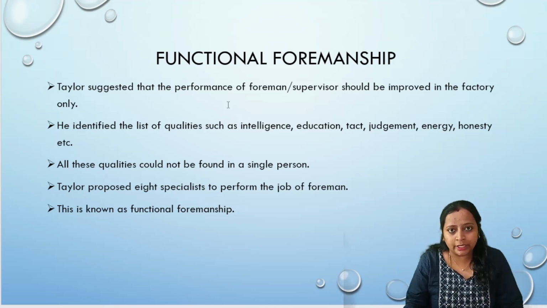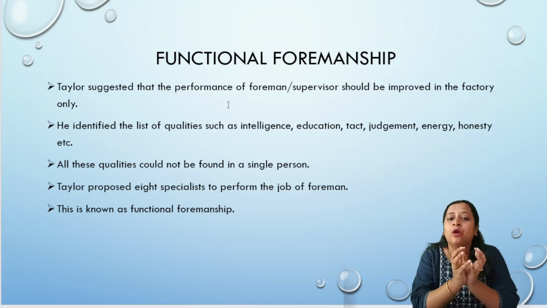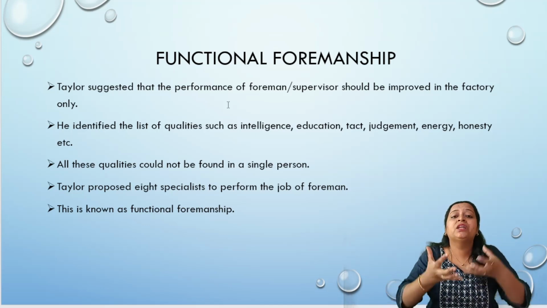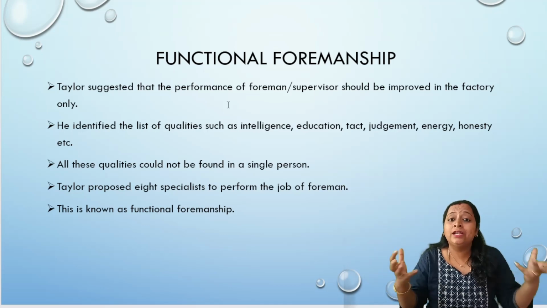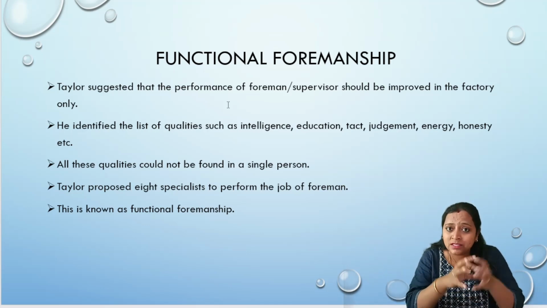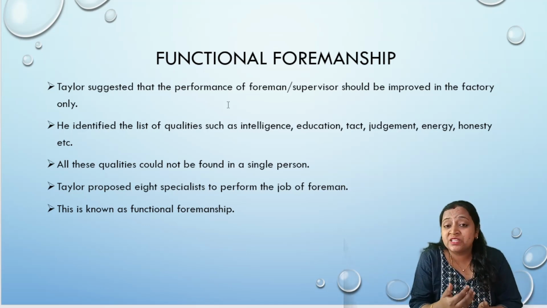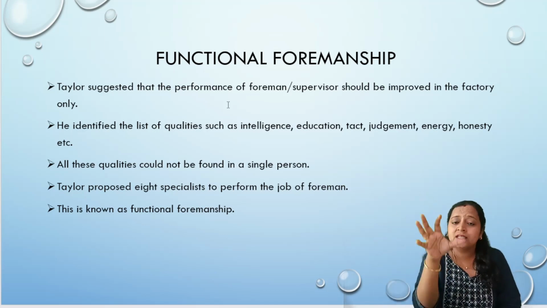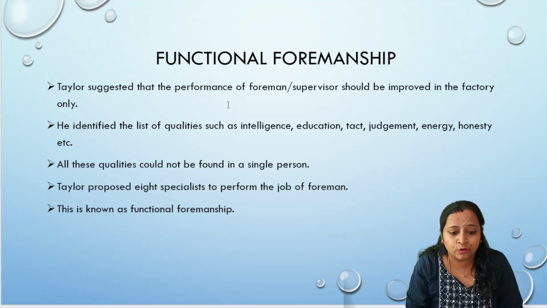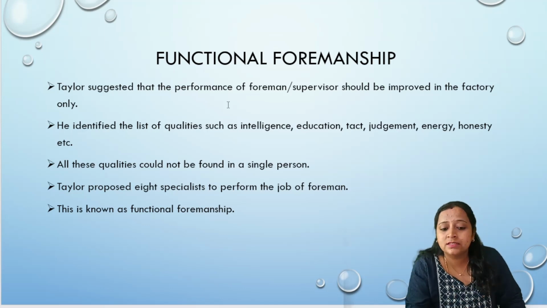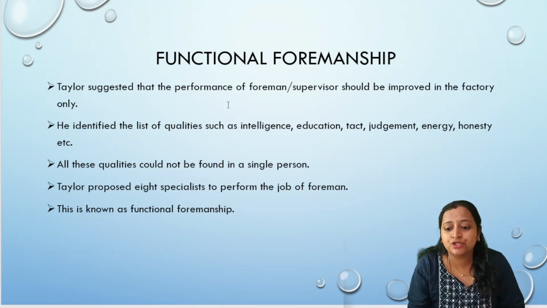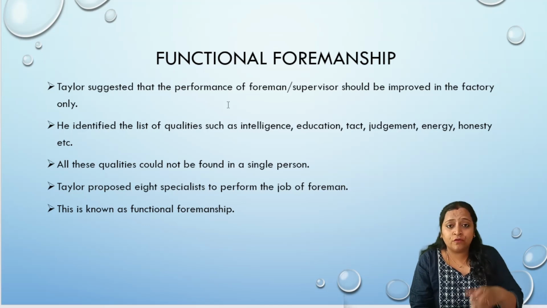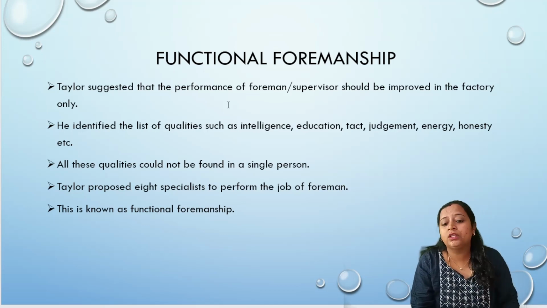So what did Taylor do? He brought 8 specialists with different qualities, 8 specialists to perform the job of the foreman. This entire concept we are going to call functional foremanship. See, Taylor suggested that the performance of the supervisor should be improved in the factory. For this he listed many qualities, and these qualities will not be found in a single person.